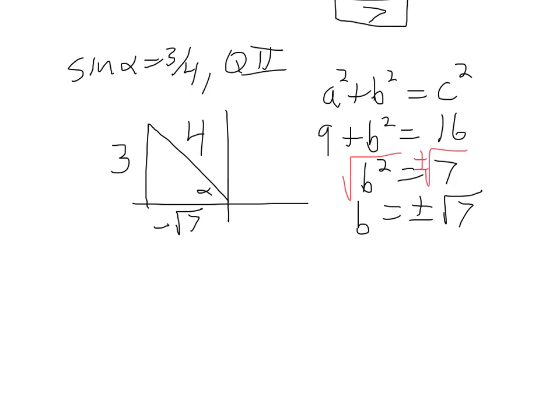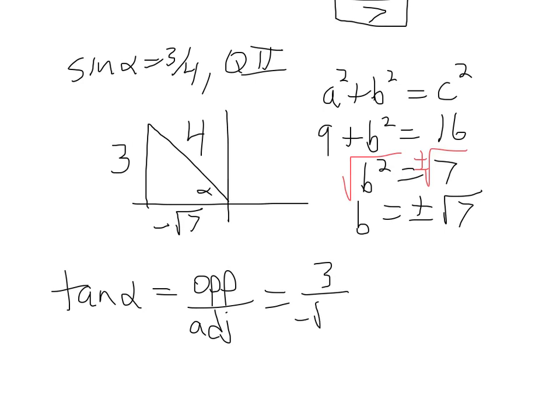Okay, now that we have our triangle representing sine alpha equals 3/4 in quadrant 2, we look for tangent alpha. And in terms of a triangle, tangent is opposite over adjacent. Opposite would be 3, adjacent would be negative square root 7. And we could either have that or we could rationalize as just demonstrated already and get our answer that way. So from alpha, opposite, adjacent, 3 over negative square root 7.